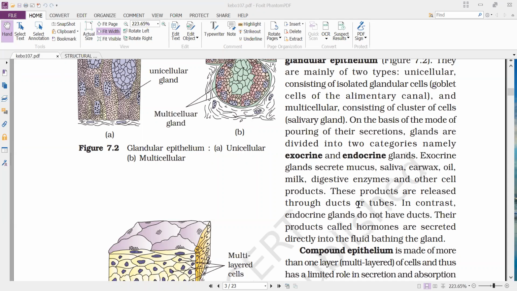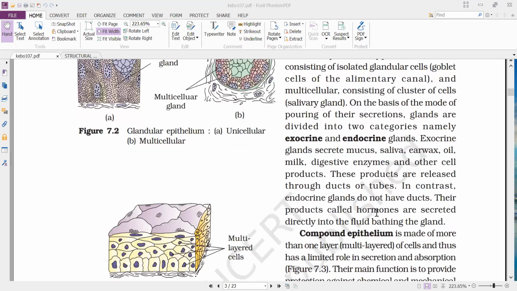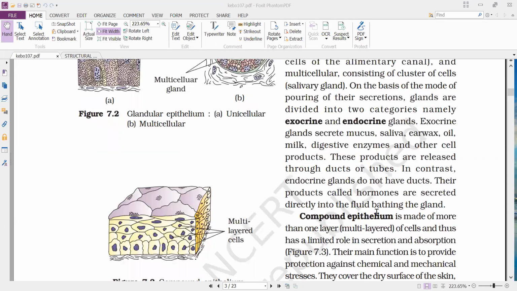So such glands which are involved in the secretion of certain substances into a particular region through ducts or tubes, we are calling exocrine glands. In contrast, in opposite to these exocrine glands, we call them endocrine glands. The secretions of the endocrine glands we call hormones.